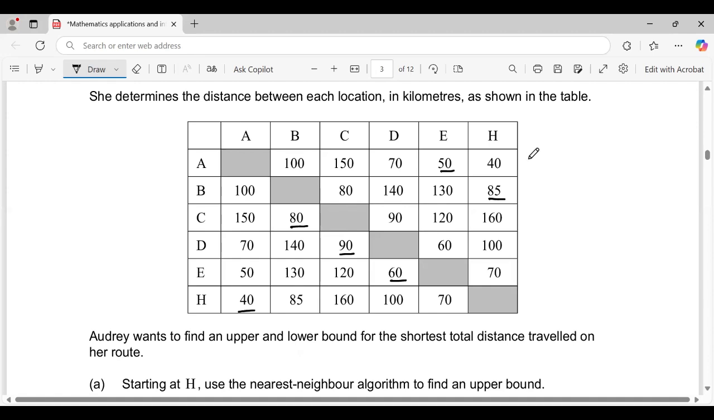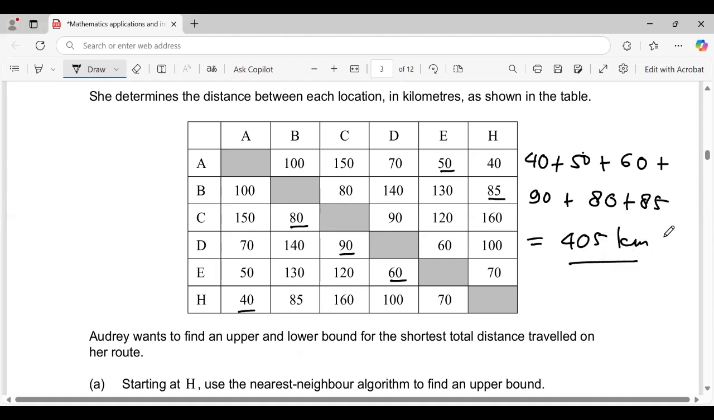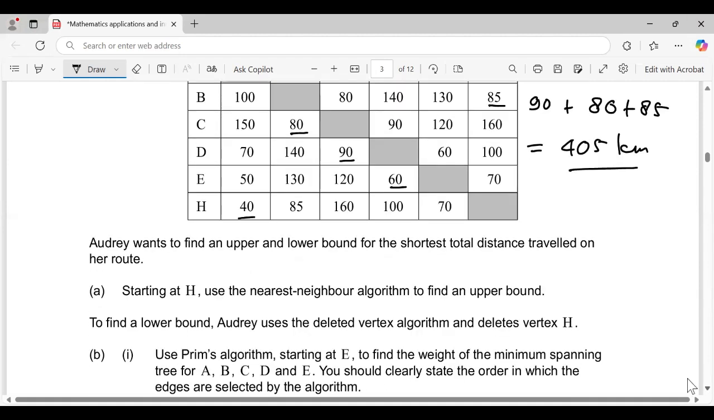So the upper bound, if you calculate 40 plus 50 plus 60 plus 90 plus 80 plus 85, equals 405 kilometers. This is part A. Next question.